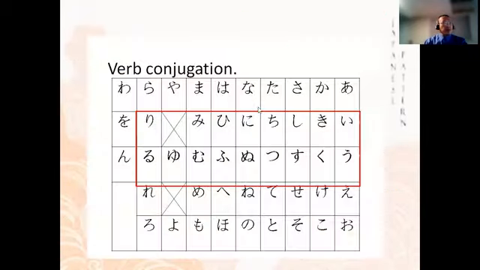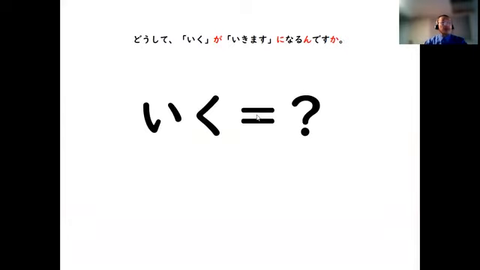Good. Again, all you have to do is move up, u to e, u to e. We got the masu form, being polite. So let's do a little practice here. For example, iku. How do I conjugate to masu form? This is dictionary form, ku, ki, ki.